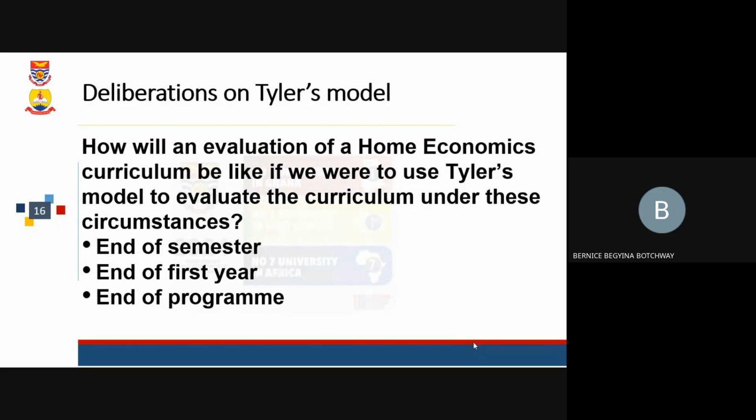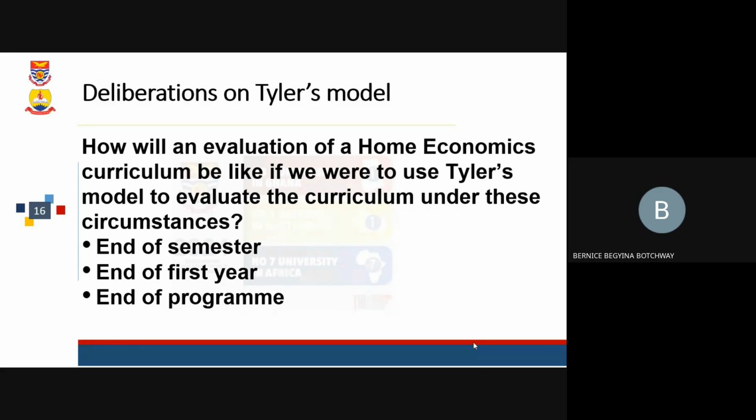Okay, so let's deliberate on this, Tyler's model. How will an evaluation of a home economics curriculum be like if we were to use Tyler's model to evaluate the curriculum under these circumstances? So we have end of semester, end of first year, and then end of program. We have in mind that Tyler's model is objective based. So the objectives that were set, how will we examine and evaluate them at the end of the first semester, at the end of the first year, and then at the end of the program?